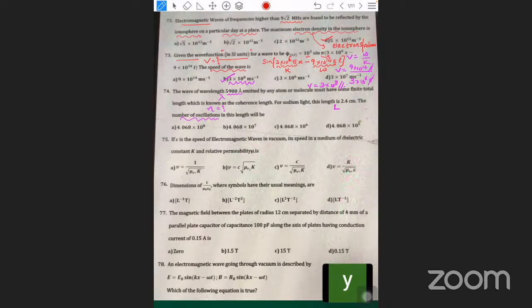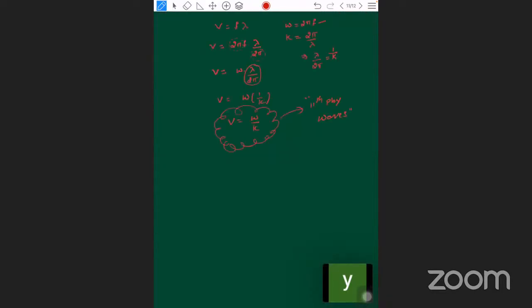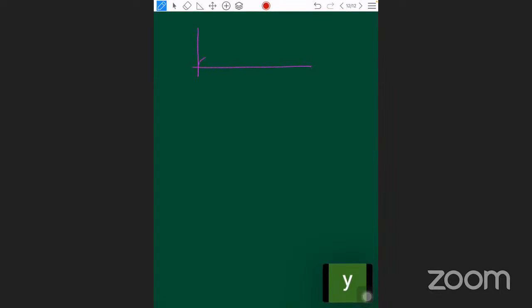So this is also based on the concept of the first year. Let me analyze like this. Now, you know the waves is like this. Correct, no? This is the wave. This is one wave, lambda.